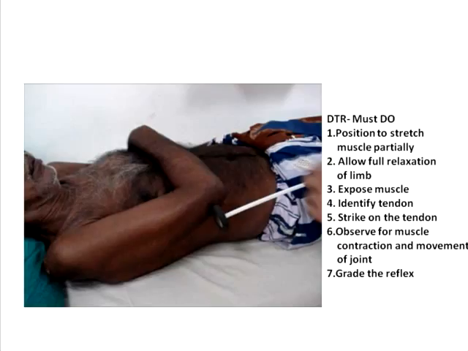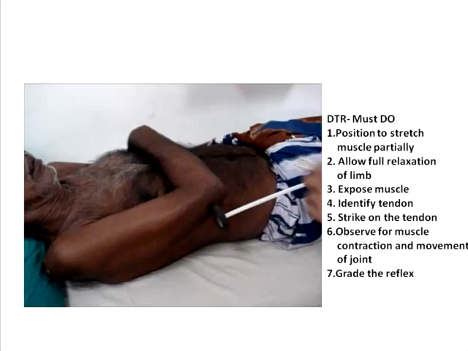Second is to allow a full relaxation of the limb. So I would suggest keeping the limb in such a way that complete relaxation happens, as is the case here, where the patient is comfortably leaving the limb over the trunk. You should remember to expose the muscle because you need to look at the contraction of the muscle.